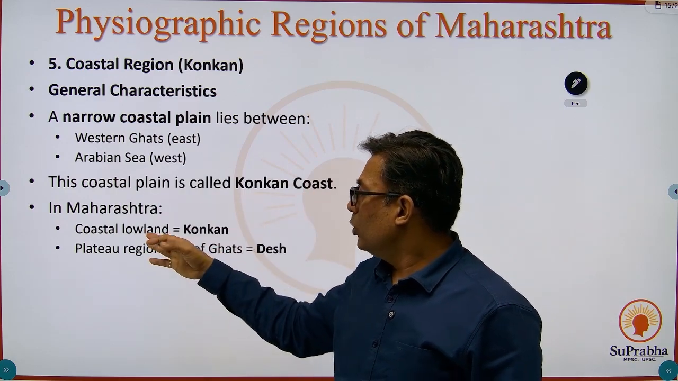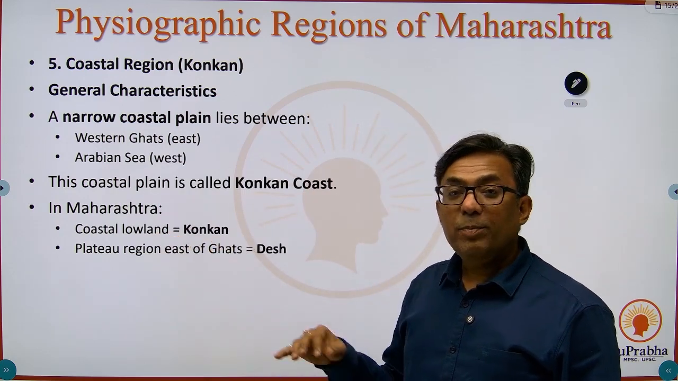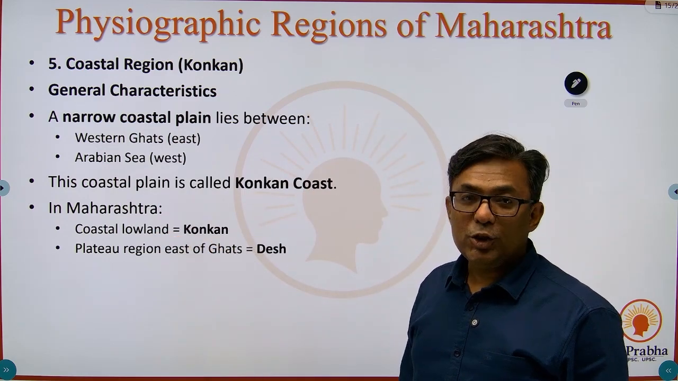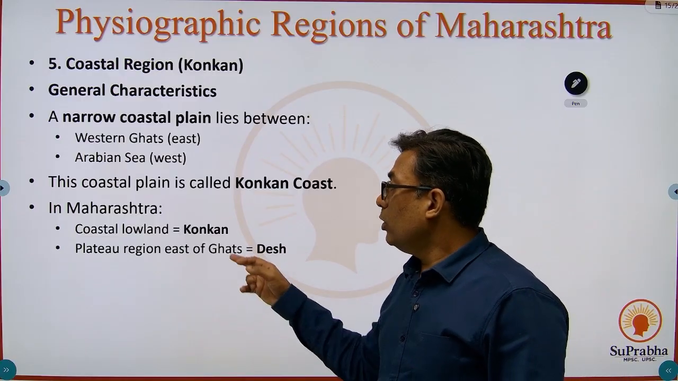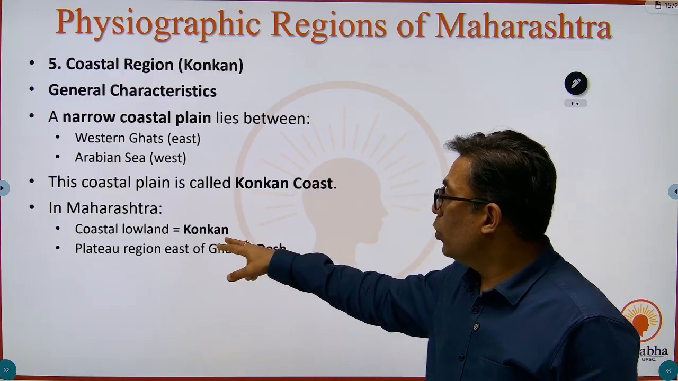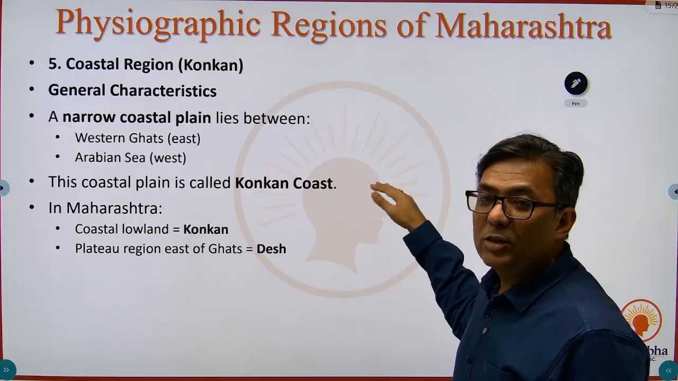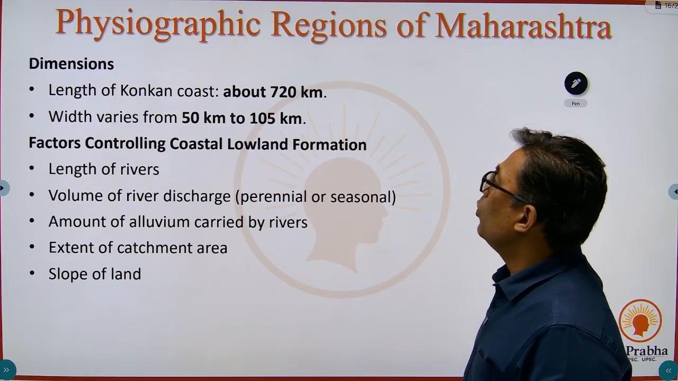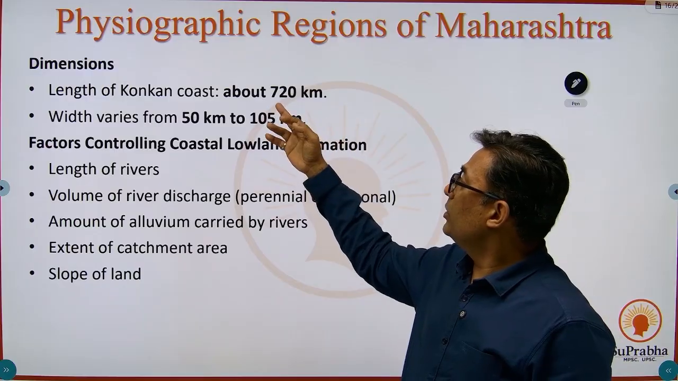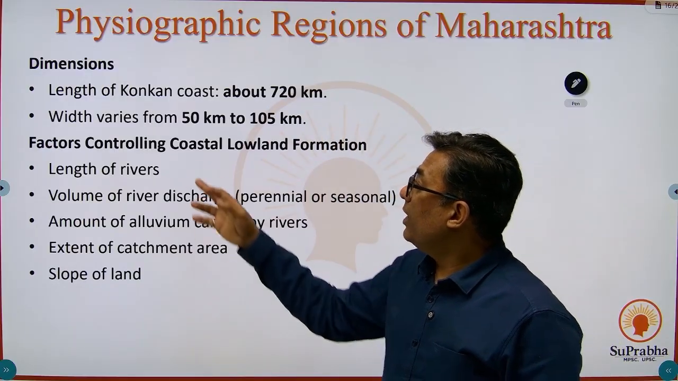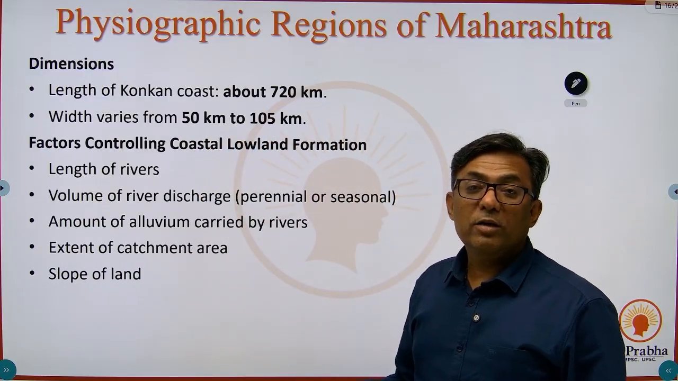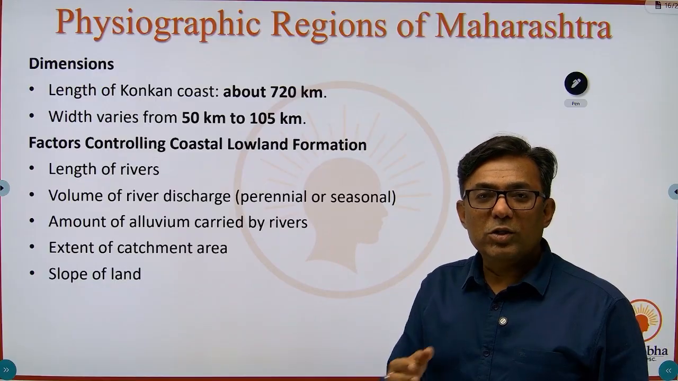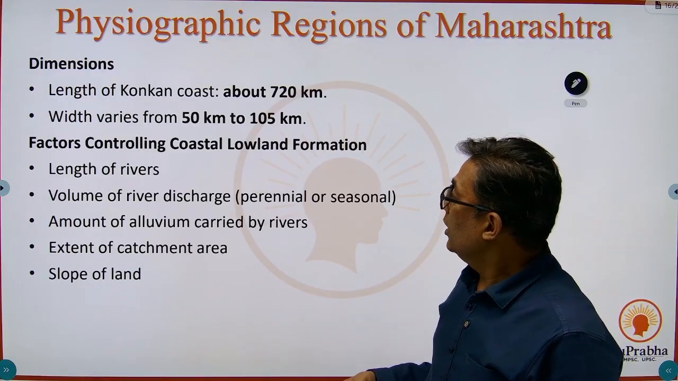In Maharashtra, the coastal lowland is known as Konkan, and the plateau region is known as Desh. Okay, so the lowlands are Konkan, and after the Western Ghats, whatever plateau region you have is known as the Desh. Dimension: the length of the Konkan coast. This question has been asked in prelims: 720 kilometers. Width varies from 50 to 105 kilometers. So it's very narrow, just 50 to 105 kilometers in width.